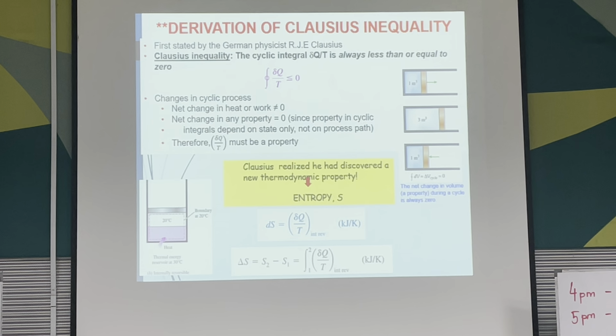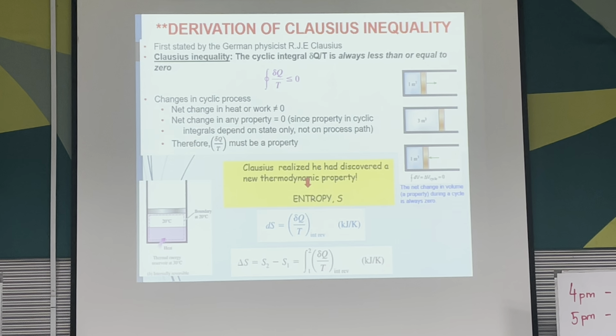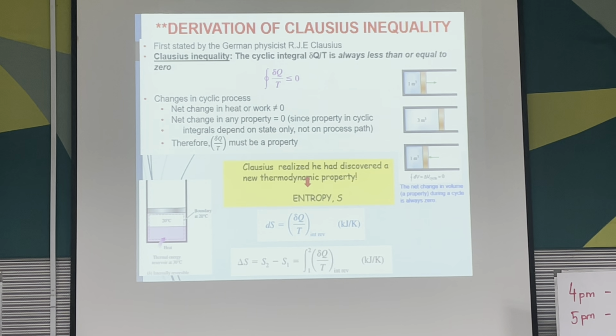So for a cyclic process, the net change in heat or work is never equal to 0, and the net change in any property will be 0. Does that make sense to you? So in a cycle, the net change of heat or work, meaning your Q net or your work net, those values will never be 0. They might cancel each other off depending on the assumption that we make, but they will never be 0 individually. But the net change in property is always 0.